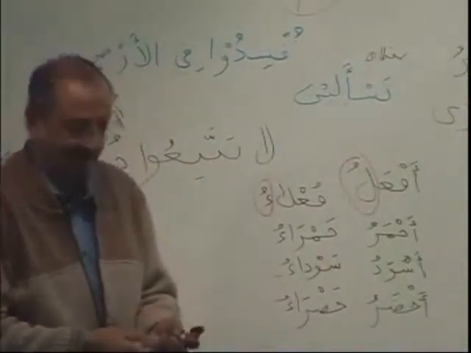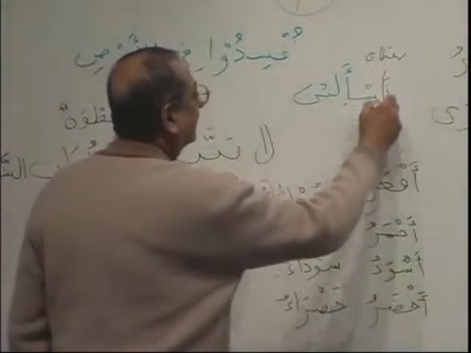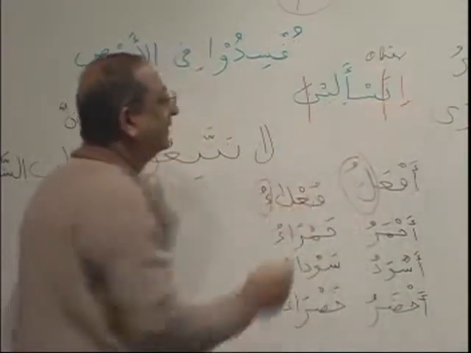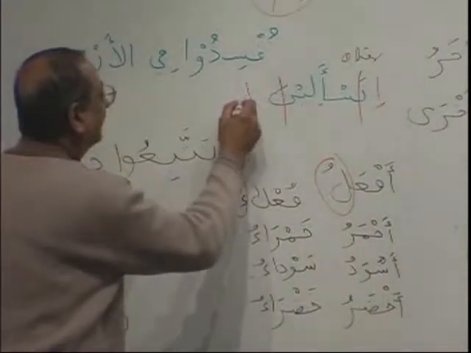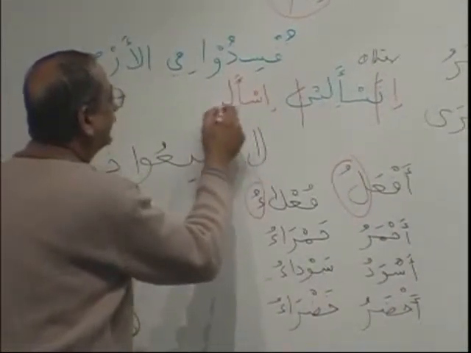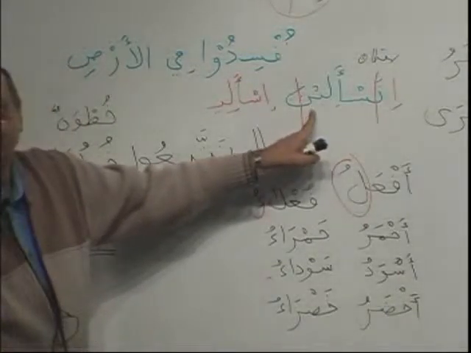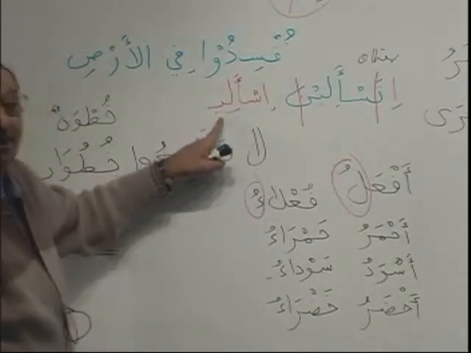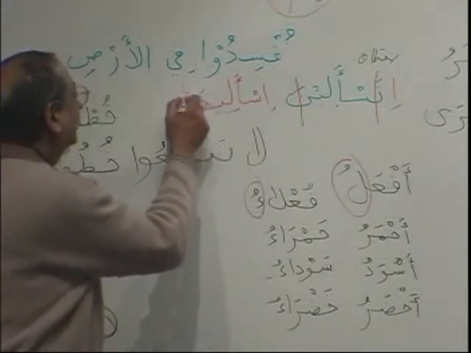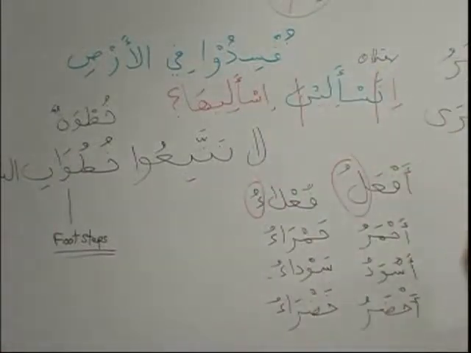Where is the fa'il? Ya is the fa'il. What was the original verb form? Tas'alina. Maybe I should write it down. Okay, brothers and sisters, how do I make it now amr? Fi'lu amrin mabniun ala hadfi noon. And then ya is your fa'il. And what is this? Maf'ulun bihi. Ha goes to the mother. Is'aliha. Ask her. Okay.